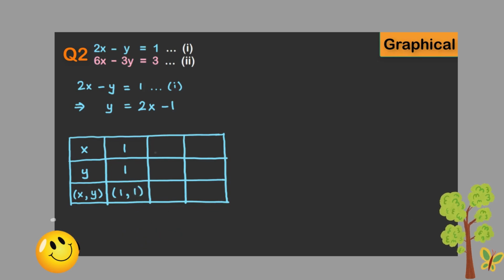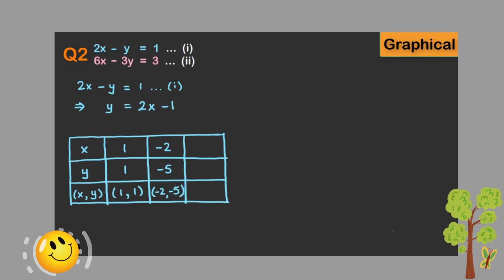For the second point, let's take x as minus 2. Note you can take negative values of x also, but just make sure that the point x comma y fits in the graph. Again, substituting the value of x, we get y as minus 5. So we have our second point, minus 2 comma minus 5.